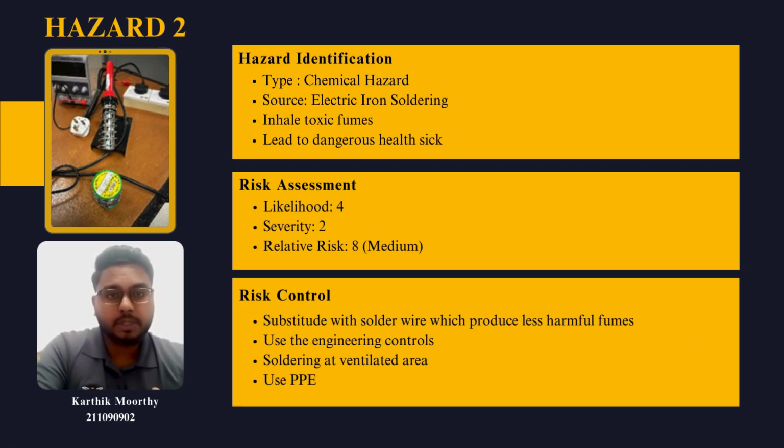I'm here to present hazard 2. The type of hazard identified in the high voltage lab is a chemical hazard. The chemical hazard in this scenario comes from the solder wire.